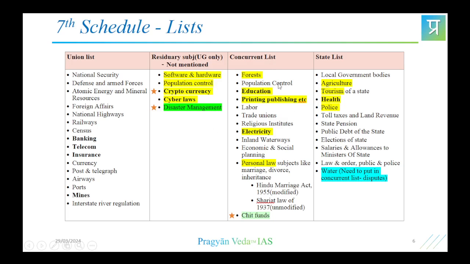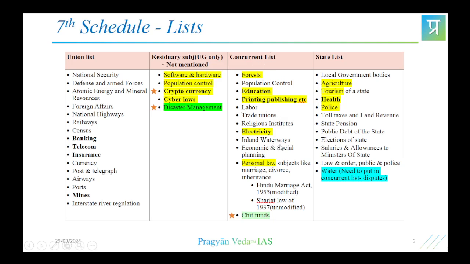Okay, then we have the concurrent list, which is a concurrence of both center and state, with subjects like forest. Education especially falls in the concurrent list. If you remember, the national education policy which came is a part of the concurrent list. Therefore some states were apprehensive of the policy, right? Printing and publishing are part of the concurrent list. Electricity, of course, and even labor and the labor codes, the 4 codes, are all part of the concurrent list, right?